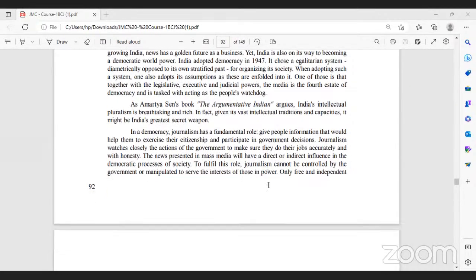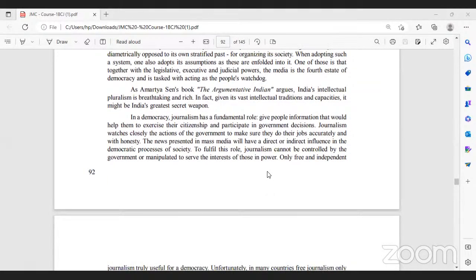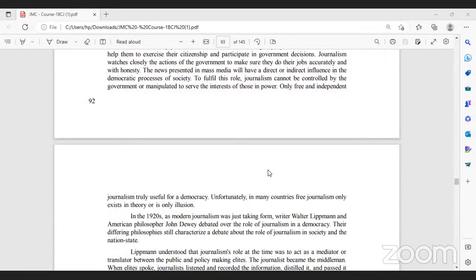Journalism has a fundamental role, as we understand, by giving information so that citizens can exercise their citizenship and participate in government decisions. It also watches closely the actions of the government to make sure that the jobs are accurately and honestly being done. To fulfill this, journalism cannot be controlled or manipulated to serve the interest of power. Only free and independent journalism is being advocated, as that can be helpful to democracy.